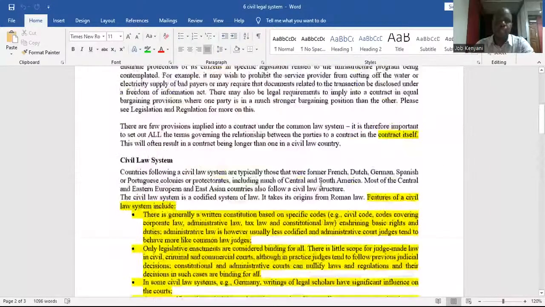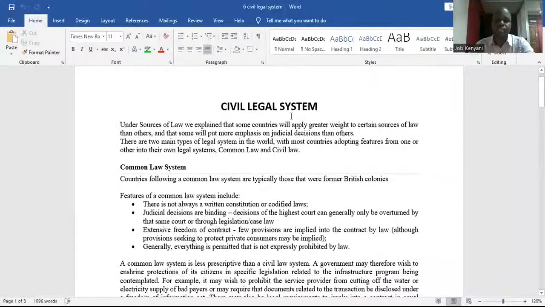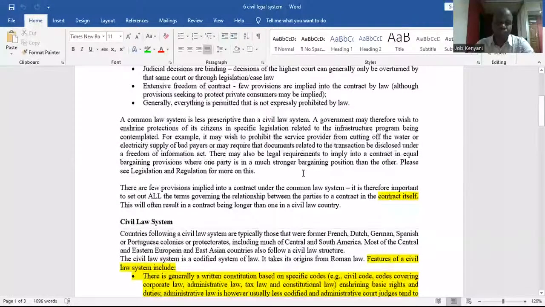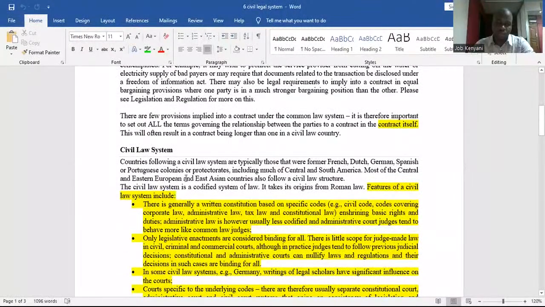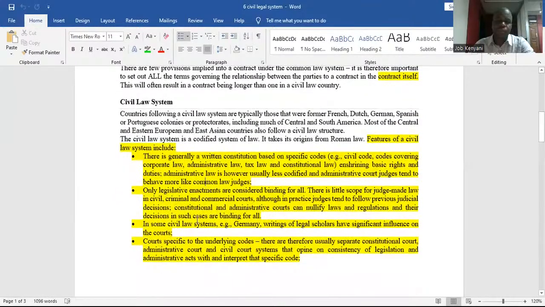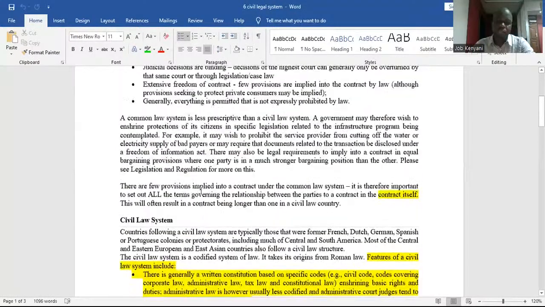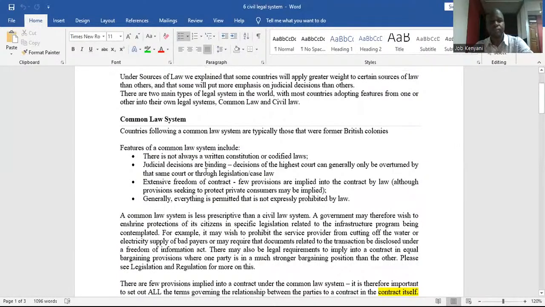So for example, here you have what you call the civil legal system. These are the characteristics. I think we looked at them last time. So the civil legal system and the common law legal system. The features, for example, for the common law legal system are here.